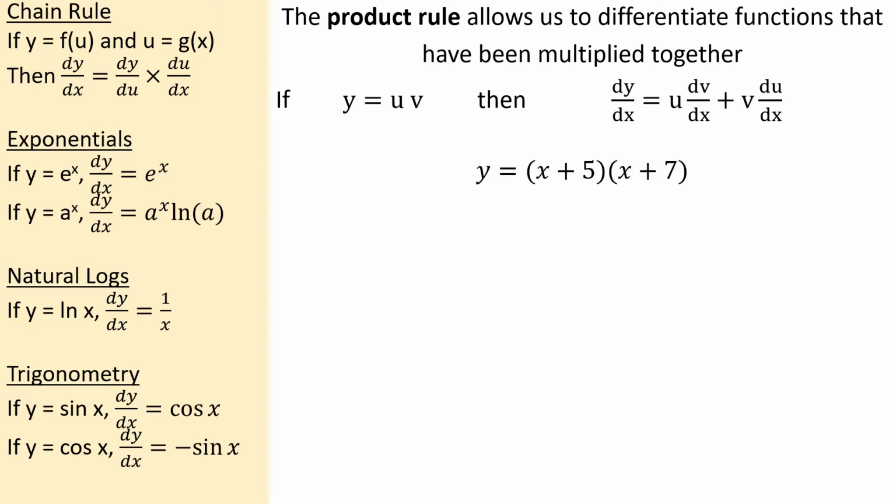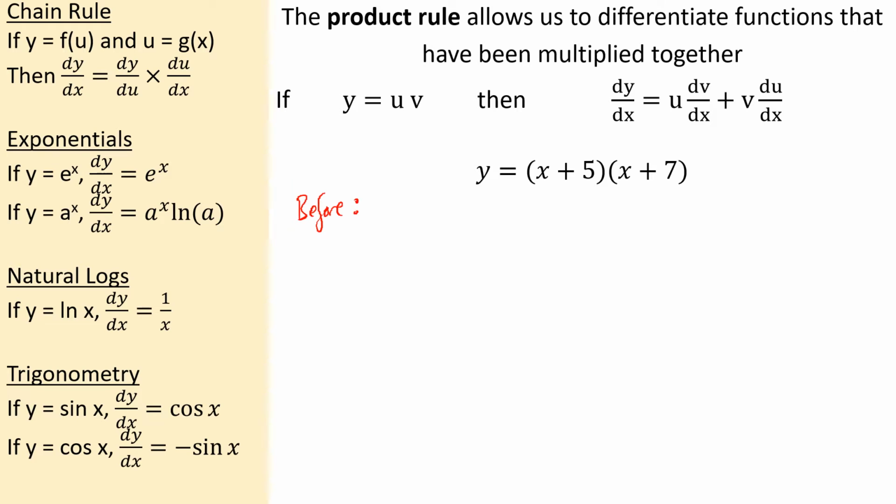And we have this general thing up here, which is what you've got to go away and learn. That if you have u times v, then the differential is u dv plus v du. We're going to look at this one here as an example because this is something that we could already differentiate without the product rule. And let's look at the before first, shall we?